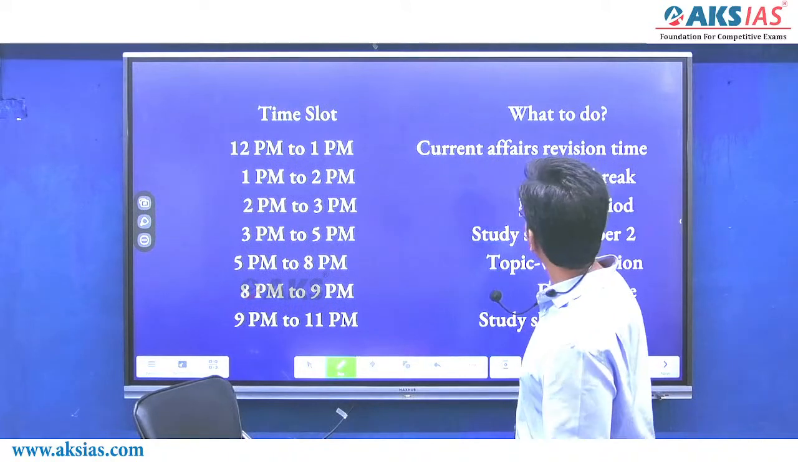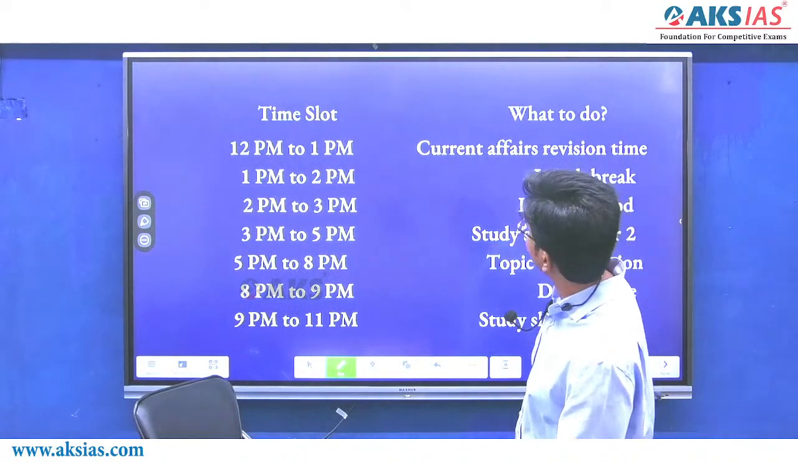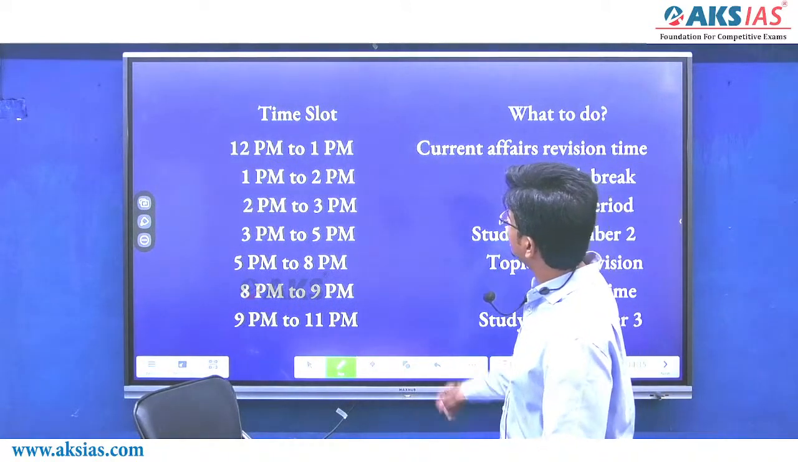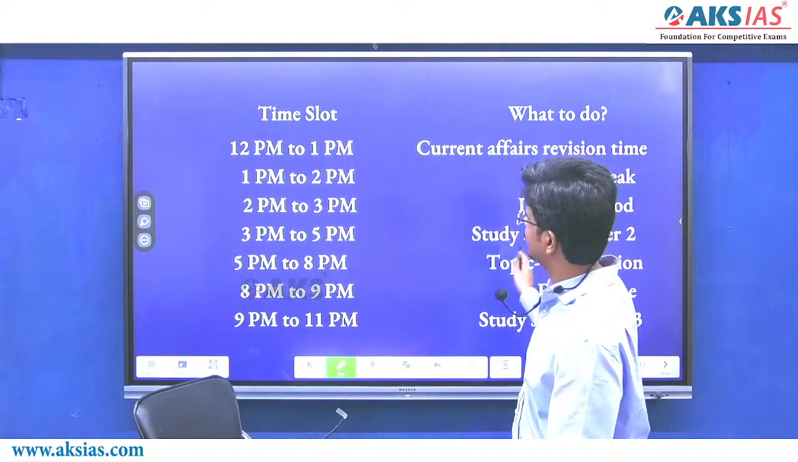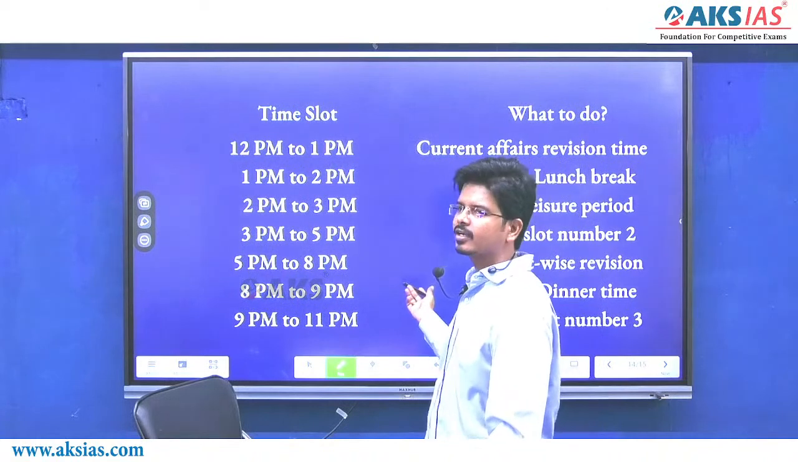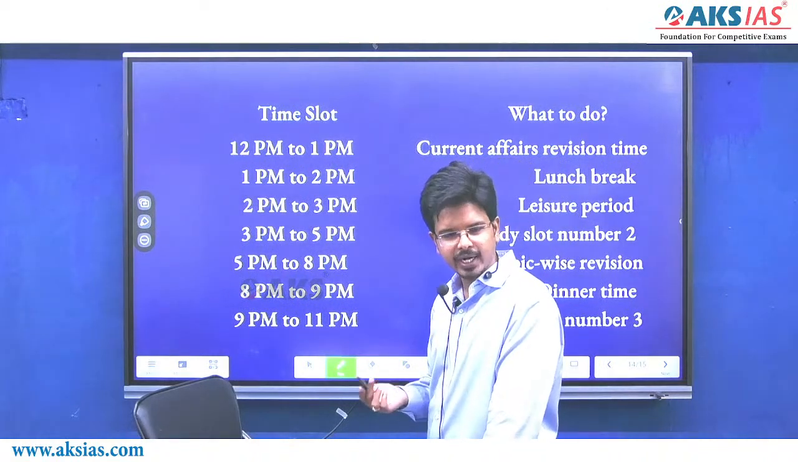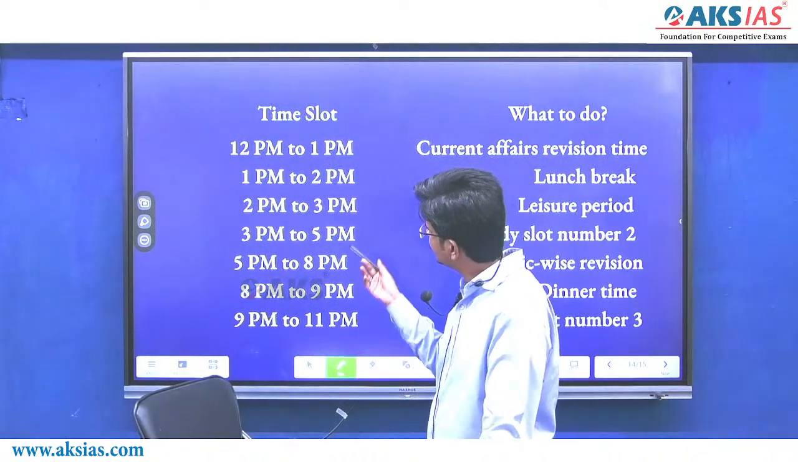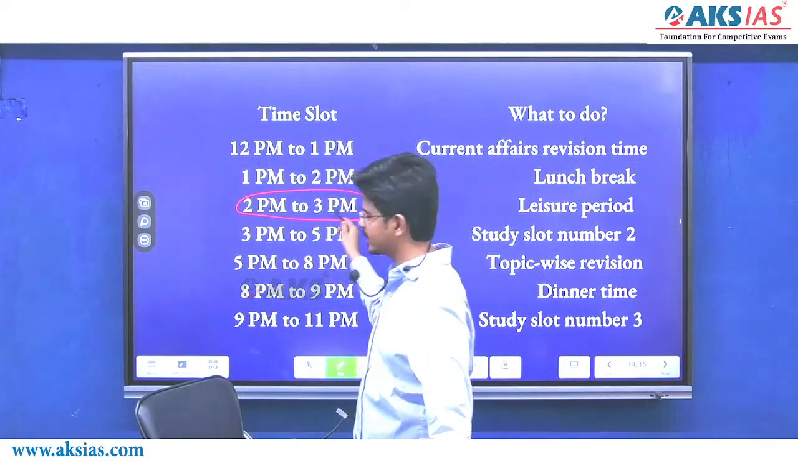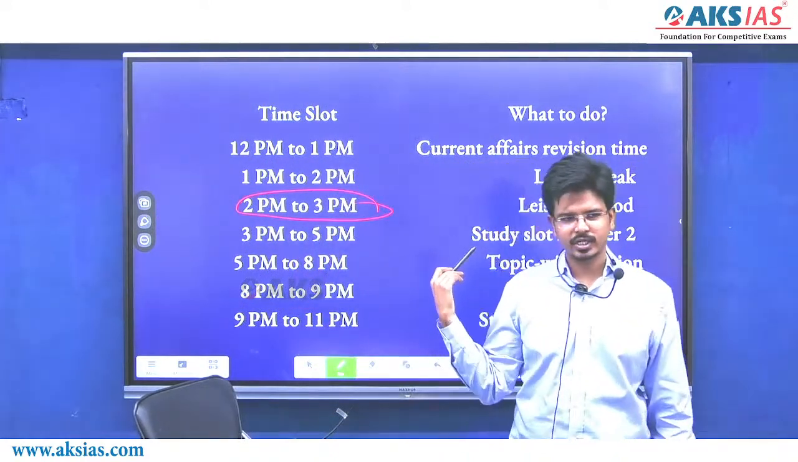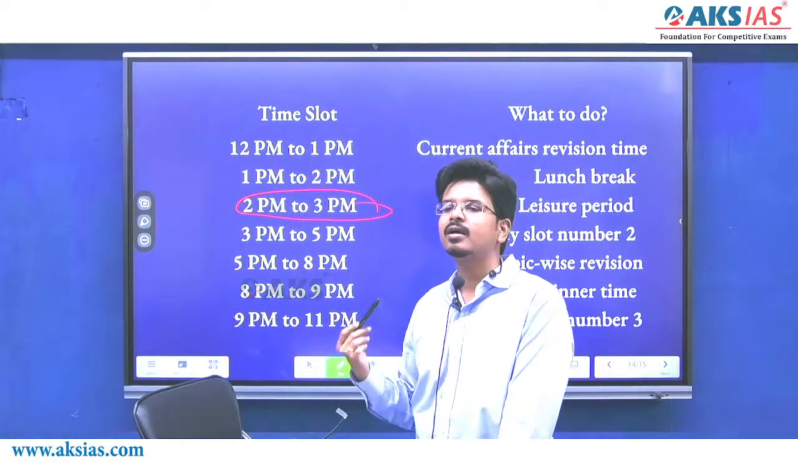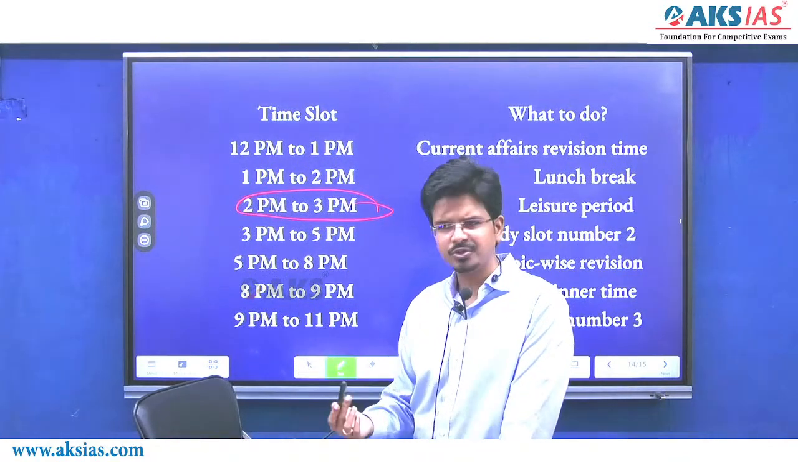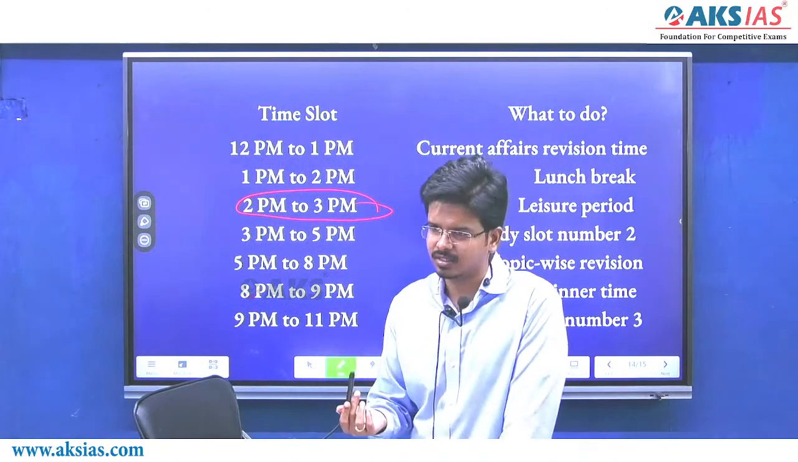Then from 12 p.m. to 1 p.m., current affairs revision time. 1 p.m. to 2 p.m., lunch break. 2 p.m. to 3 p.m., leisure period. So leisure period, whatever you want to do, you can do. But I don't suggest you take 2 p.m. to 3 p.m. of leisure time, because 2:30 to 4:30 we'll do some practice, or we will try to read the news or something which is interesting.